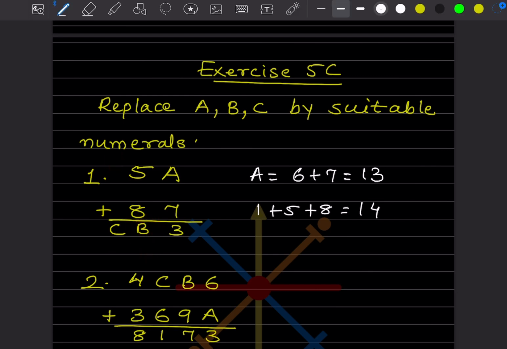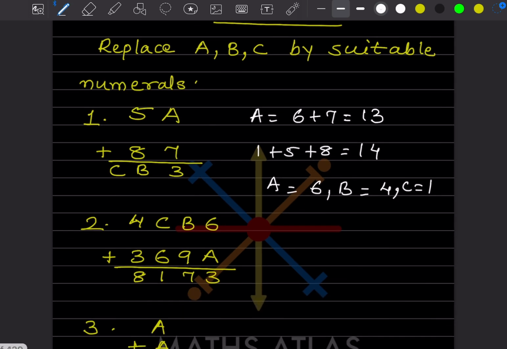Now what will we write here? A is, here what will be A? That is going to be 6. B is here 4 and C is 1. Hope this is clear to you. Now let us see for the next one.